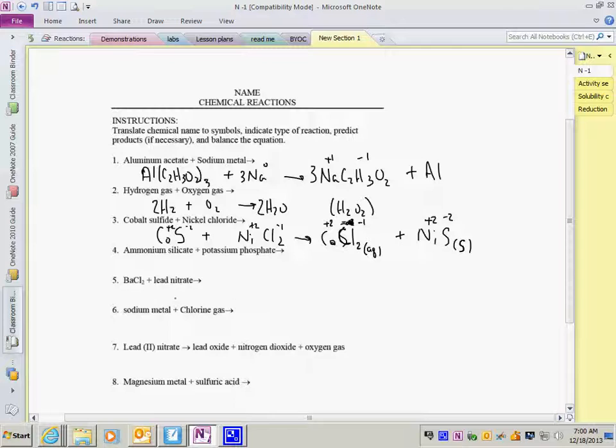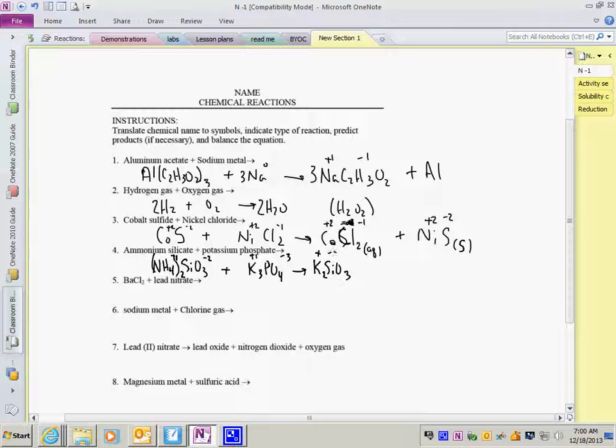All right, next one, ammonium silicate. Ammonium is NH4, silicate, SiO3. It's a -2 charge, +1, parentheses, and then 2. Plus potassium phosphate, PO4, -3, +1, 3 goes there. And we're going to do a solubility, potassium and silicate. Potassium silicate, and these are only potential products.